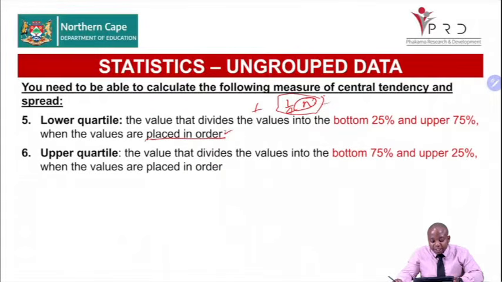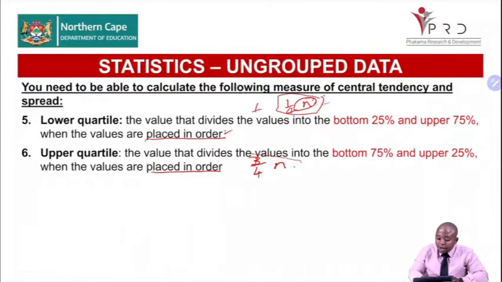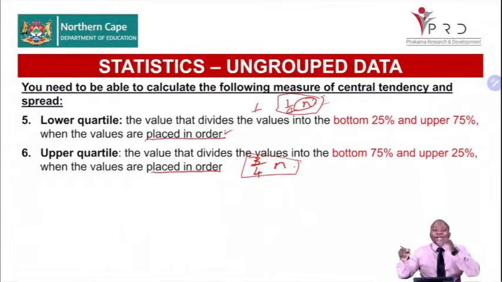Upper quartile: this is the value that divides the values into the bottom 75% and the upper 25% when the values are placed in an order. When we're looking at an ordered set, the position of the upper quartile is going to be 3/4 multiplied by n, or you can just take from the median until the last point and find the middle value of that, and that is going to be our upper quartile.